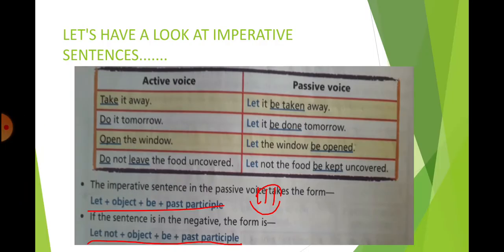Let the window be opened. In this, we have to use "let" first, then we have to put the object. Now "open" is there and the window is there. What is the window? The window is the object, and we have to put the object with "let": let the window, and then we have to put "be", that is compulsory. We have to put "be", and after that we will write the past participle, the third form. We will use "opened".